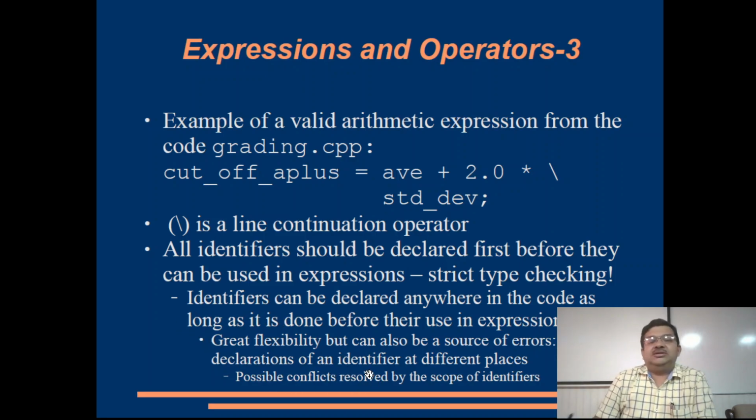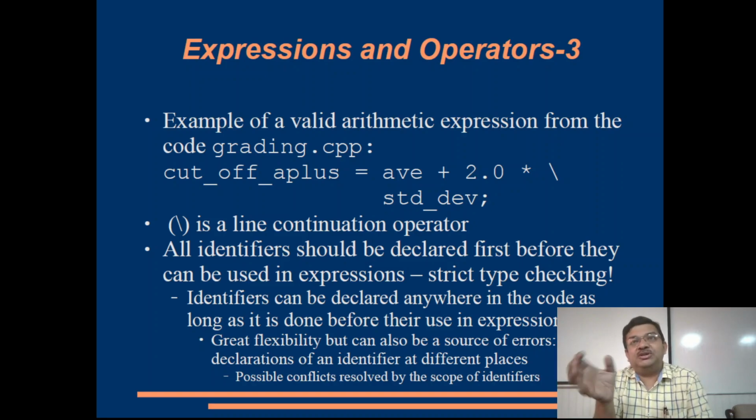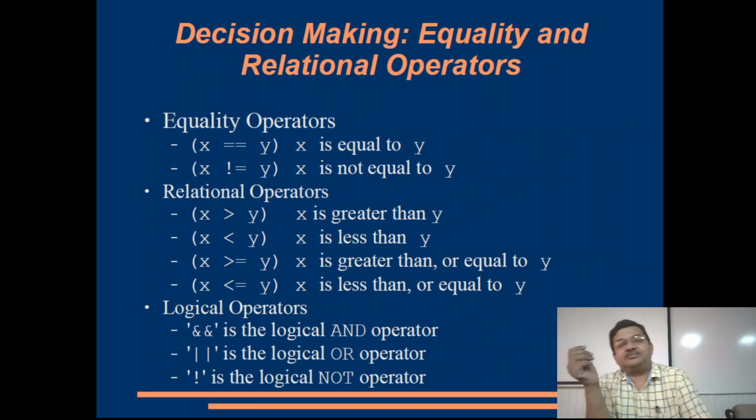So this possible conflict is resolved by the scope of the identifiers, and that is why this feature, that lifespan is limited. If it is declared within a for loop, then outside that for loop, that identifier is no longer available. So if you need that identifier, you need to declare it again in that scope.